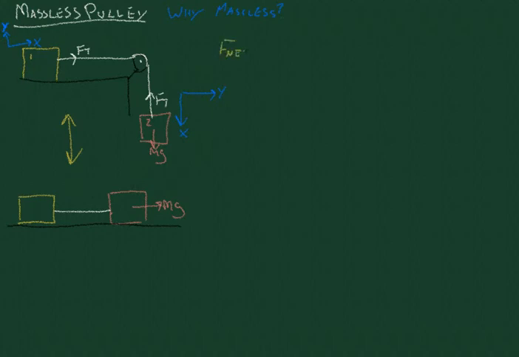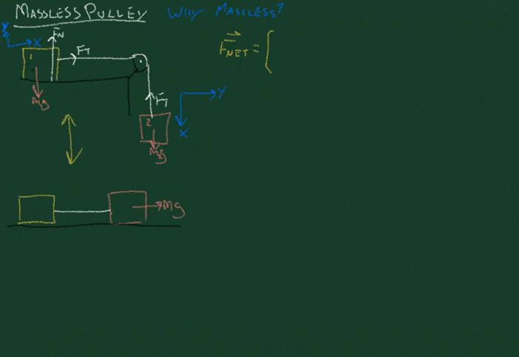We say that the net force, so we'll look at block 1 first. So we know that we have a normal force and a gravitational force, m1g. On block 2 we have m2g and a tension, and of course block 1 had a tension as well.